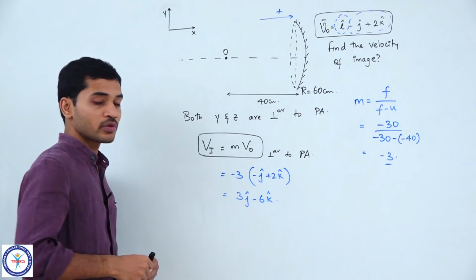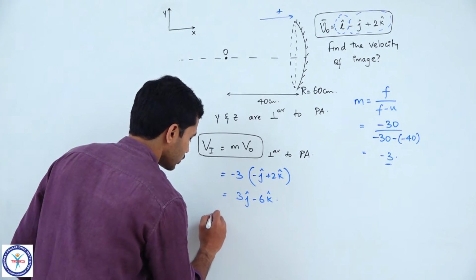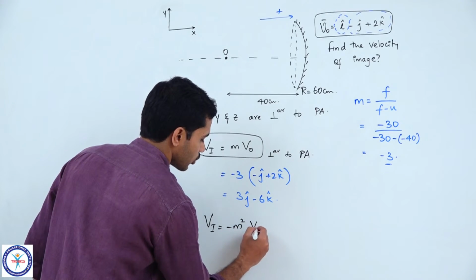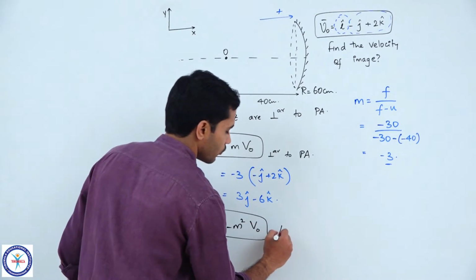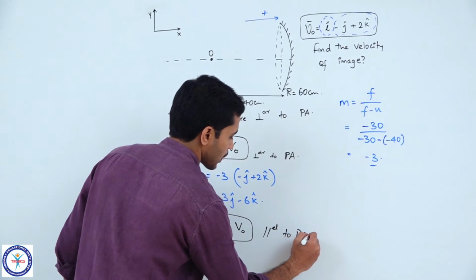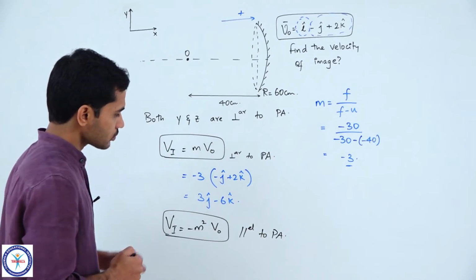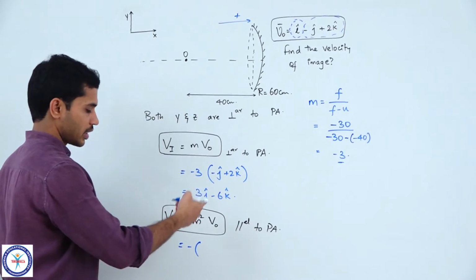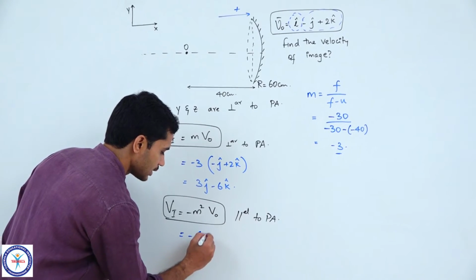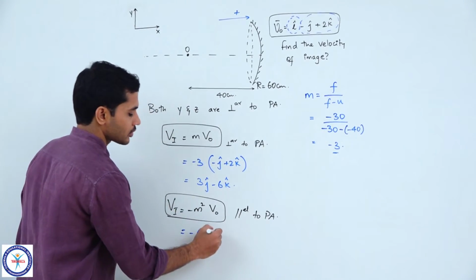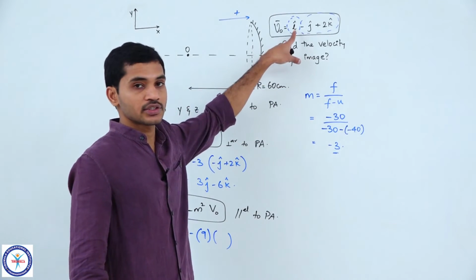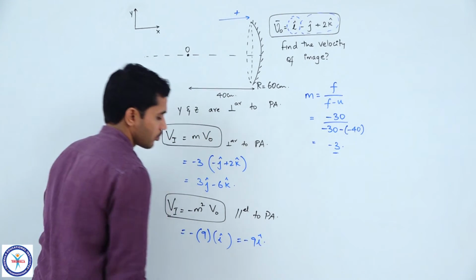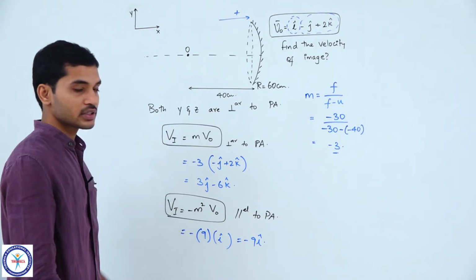Now, similarly, we know the formula for along the principal axis. The velocity of the image can be written as minus m square times the velocity of the object, and this is the expression we use for parallel to the principal axis, clear. Now, substituting the values once again, I will get minus of m square, which is minus 3 square, which is 9, into the velocity of the object. What is the velocity of the object along the principal axis? It is just i cap. So, this will give me minus 9 i cap. That is it. We got both the components of the image velocity.